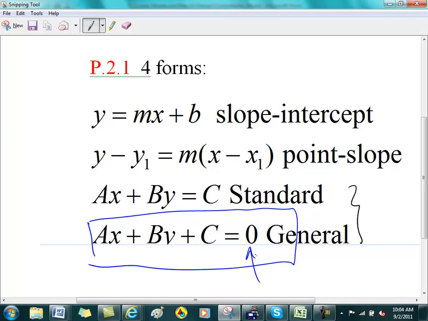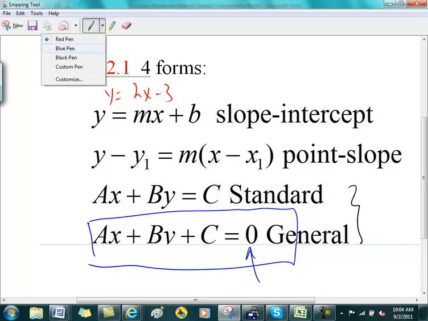So to give you some examples of the various forms, this one here would be something like y equals 2x minus 3. That'd be your slope-intercept form. The point-slope form would be something that looks like this. y minus 2 is equal to 3(x minus 1).